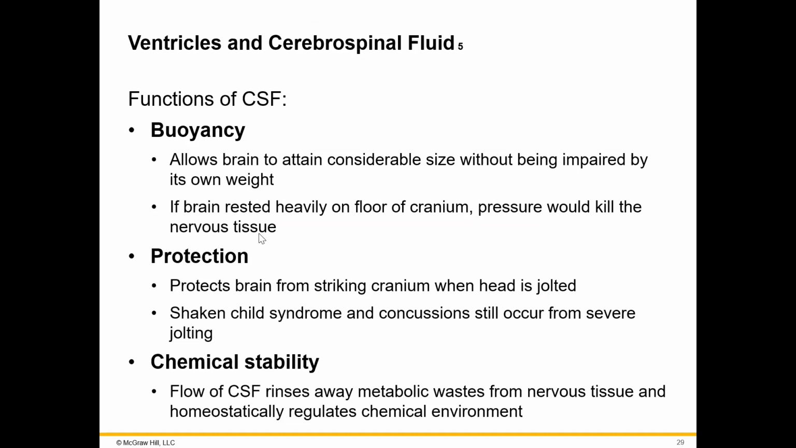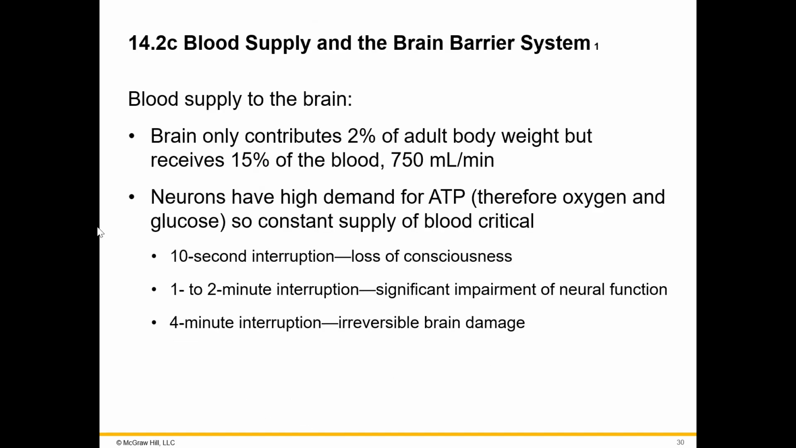The cerebrospinal fluid is also important for protection. So it protects the brain from striking the cranium when the head is jolted. So shaken child syndrome and concussions still occur from severe jolting. Chemical stability represents when the flow of the cerebrospinal fluid rinses away all the metabolic waste from the nervous tissue and homeostatically regulates the chemical environment.